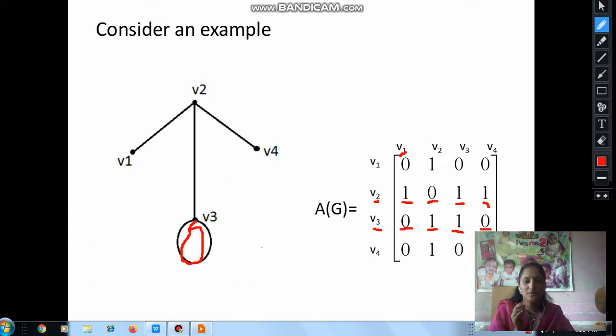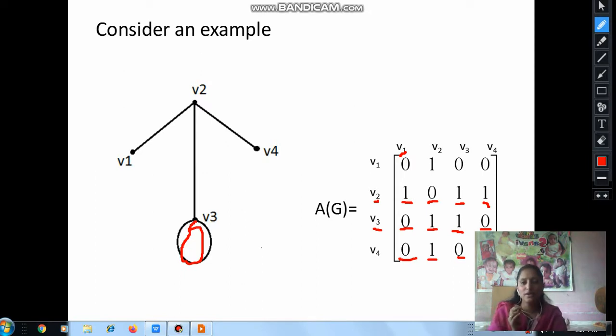So here comes 0. Now V4 and V1. There is no edge between V4 and V1. So 0. V4 and V2. Yes, there is an edge between V4 and V2. So here 1. V4 and V3. No edge. And last one is V4 to V4. There is no self loop. So here 0. So our matrix A of G contains 0, 1, 0, 0; 1, 0, 1, 1; 0, 1, 1, 0; and 0, 1, 0, 0. This is our adjacency matrix.